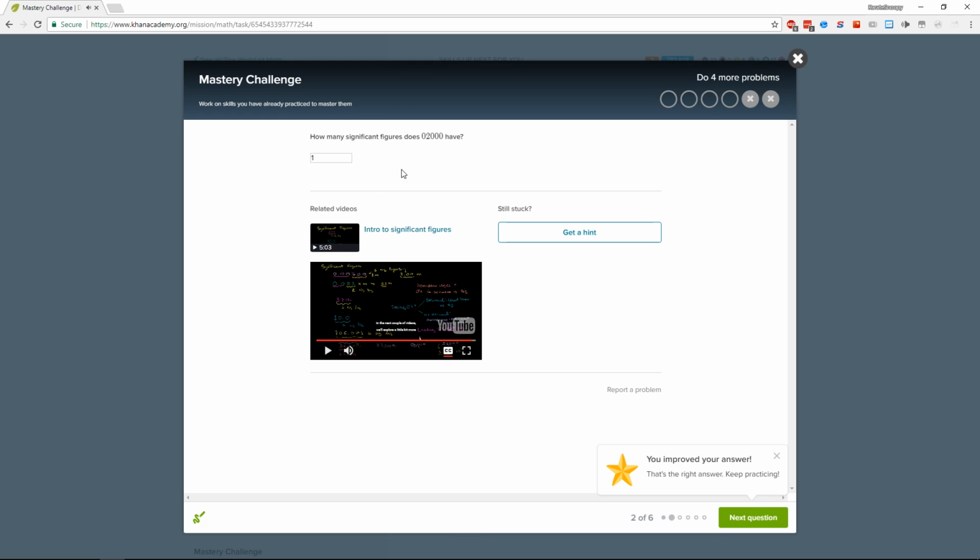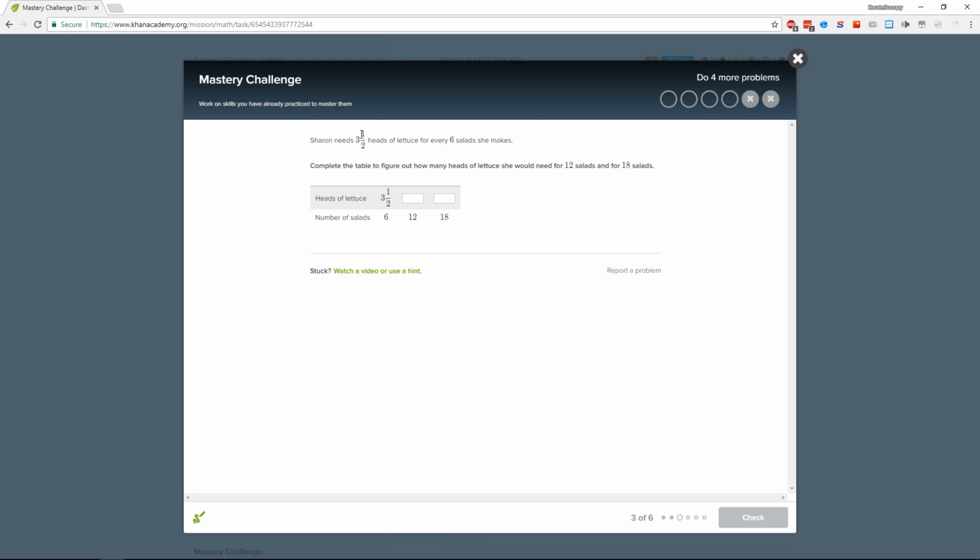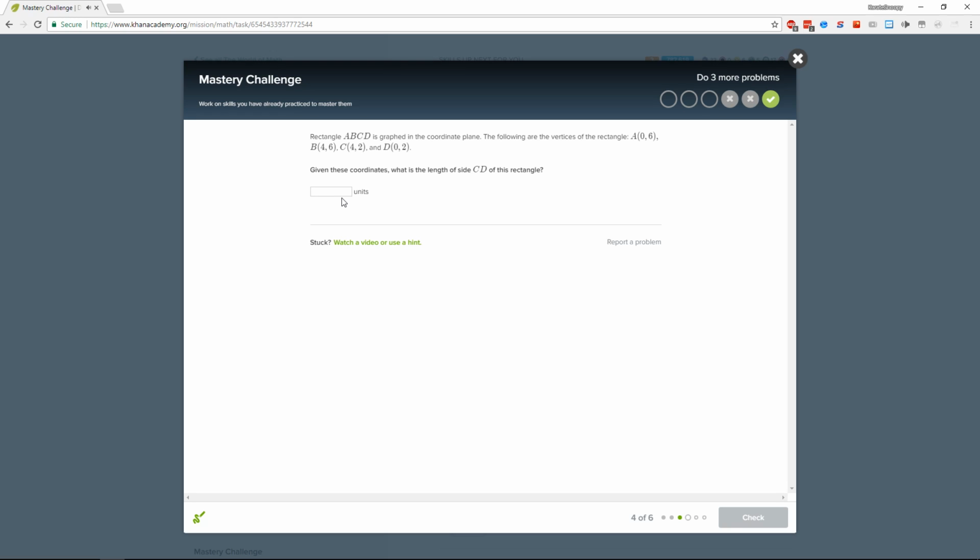Ridiculous. Needs 3 and 1/2 of lettuce for every 6 salads. So 7. And then 10 and 1/2.